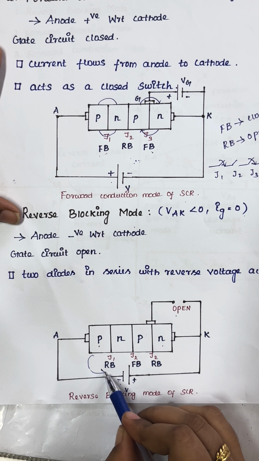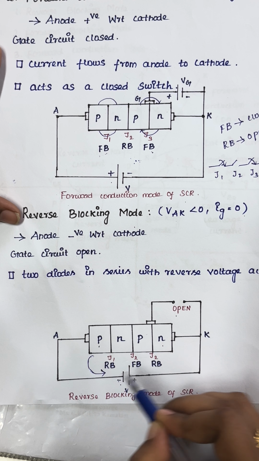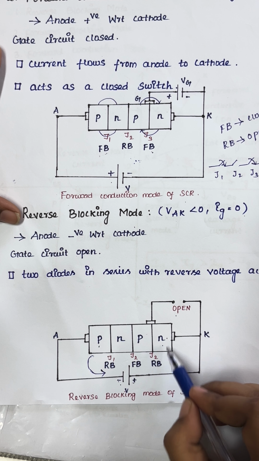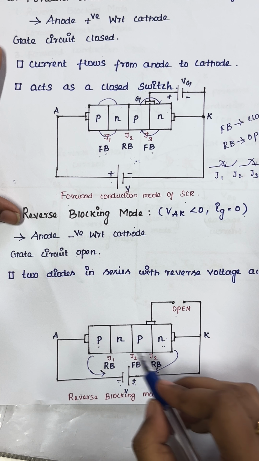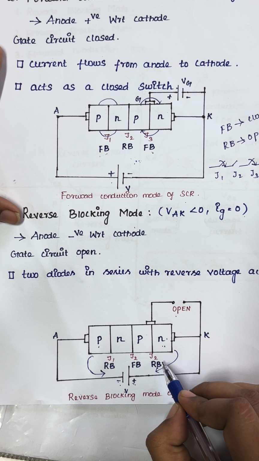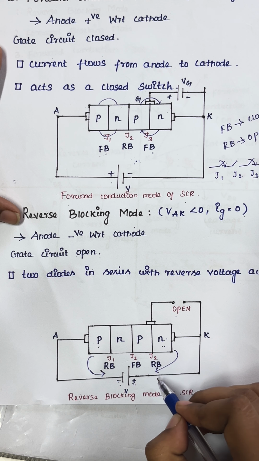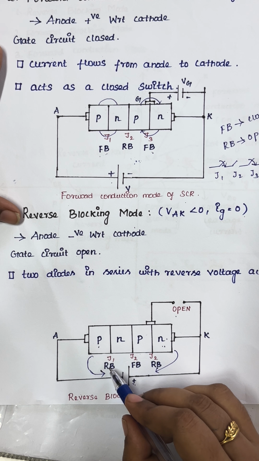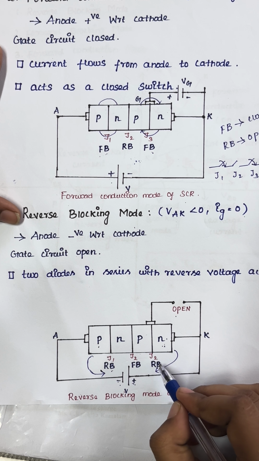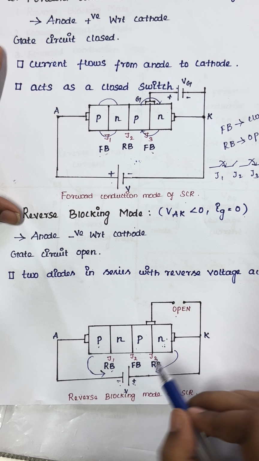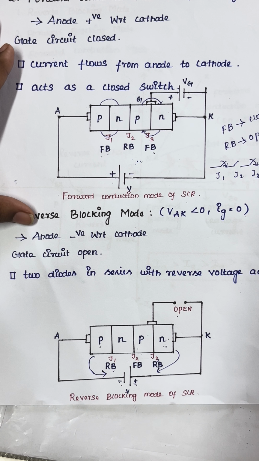As we have connected positive to negative, the opposite poles don't repel, they attract. Here the majority carrier is electrons, and the other side is positive, so these opposite poles also attract. So no charge carrier crosses the junction. Junction 1 is reverse biased and junction 3 is also reverse biased, but junction 2 acts as forward biased.